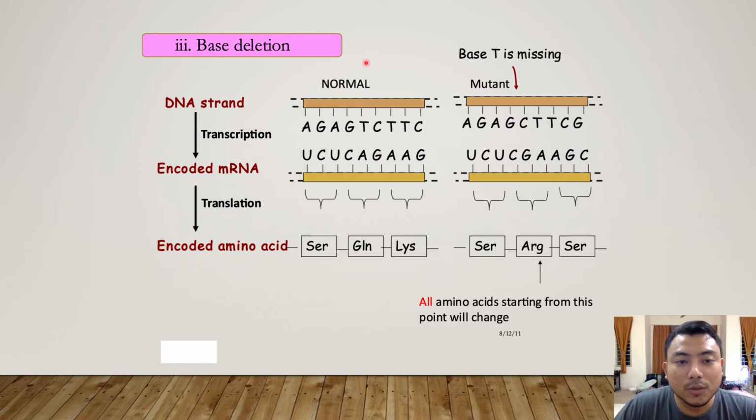So this is the normal DNA strand. After transcription, you have the encoded mRNA here, and after the process of translation, we would expect it will encode amino acids serine, glycine and lysine. However, after base T is missing, T ni hilang. So bila T ni hilang, after transcription dia akan hasilkan mRNA yang ini. And through the process of translation, after serine dia jadi arginine, serine dan seterusnya lah. All amino acids starting from this point will change, akan berubah.